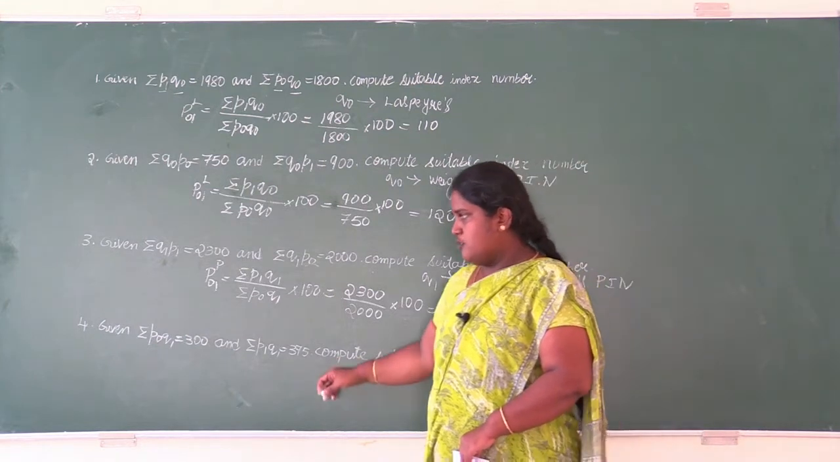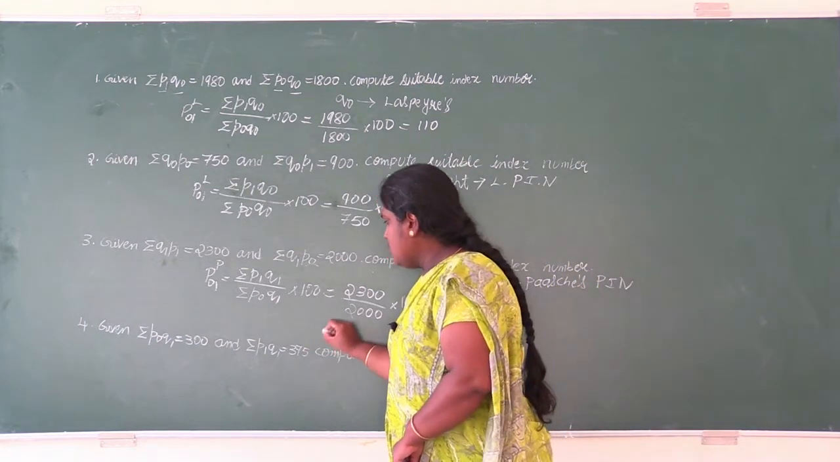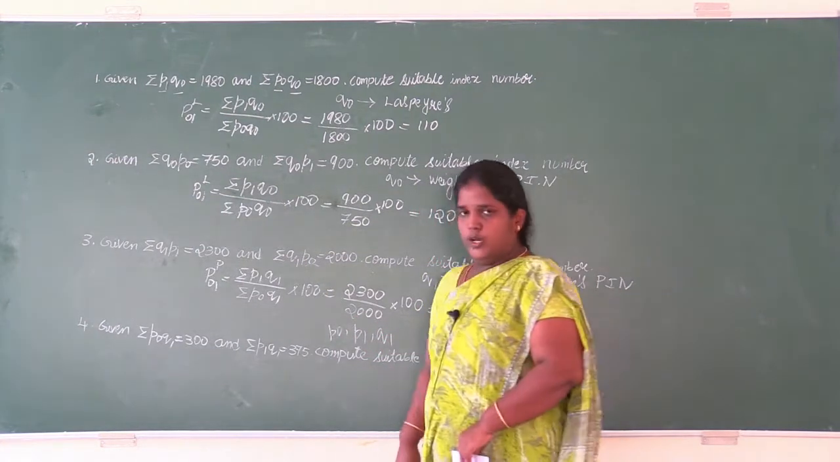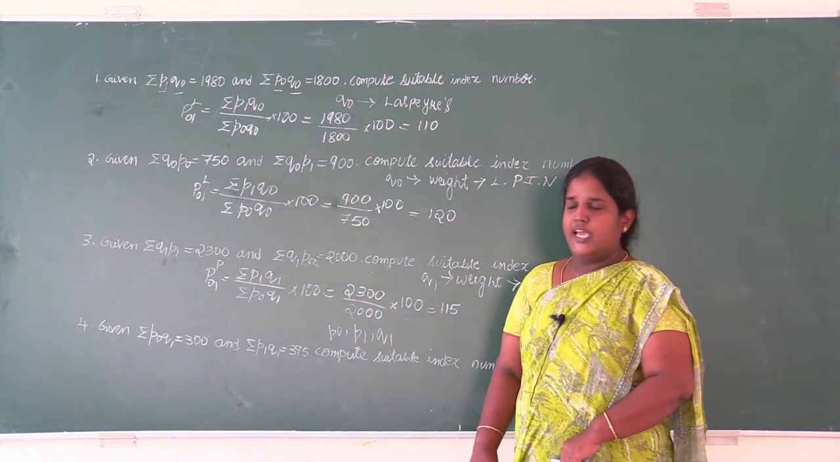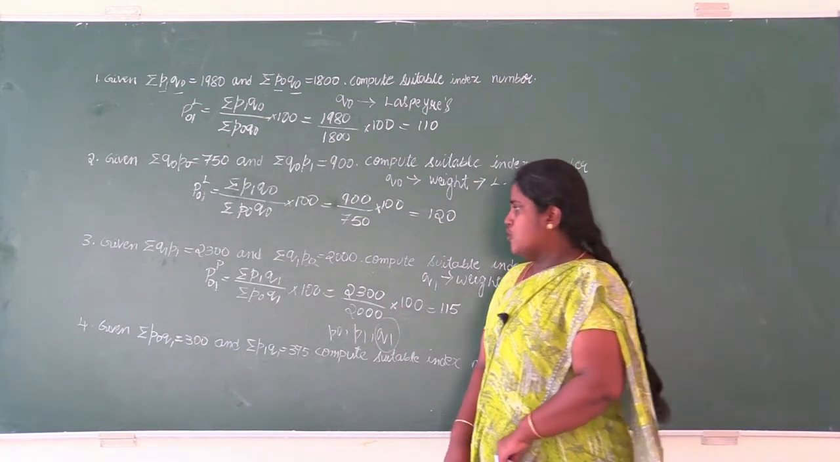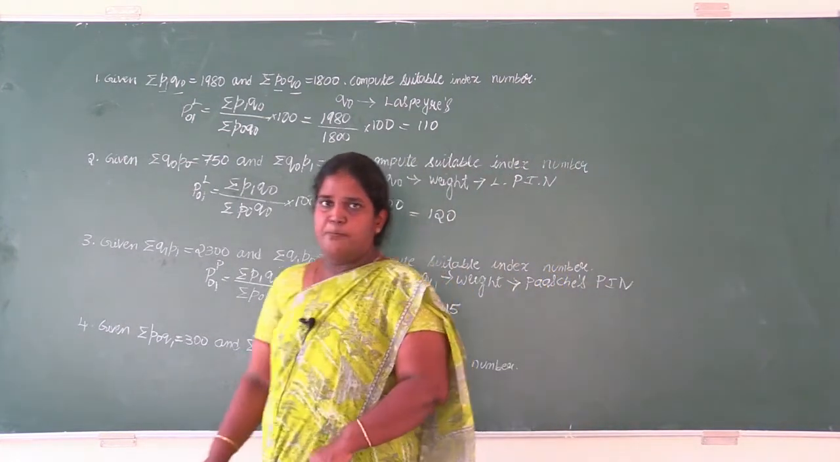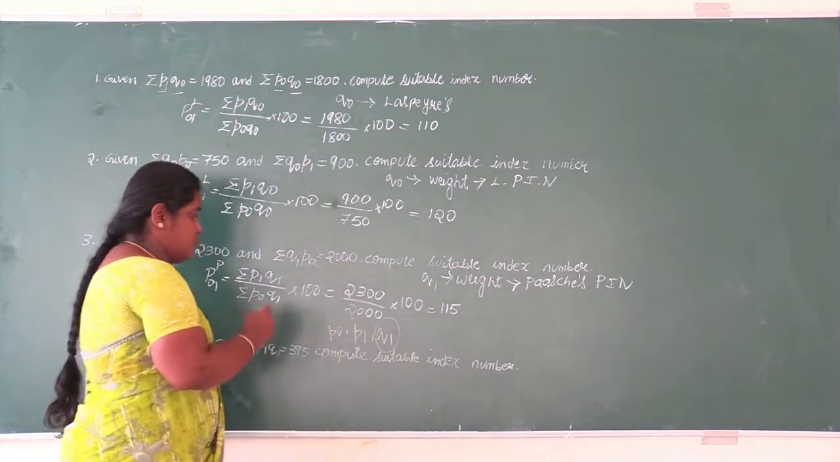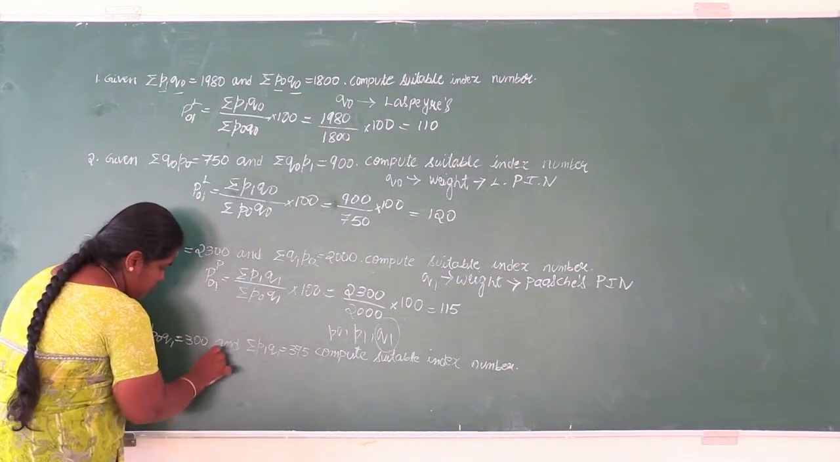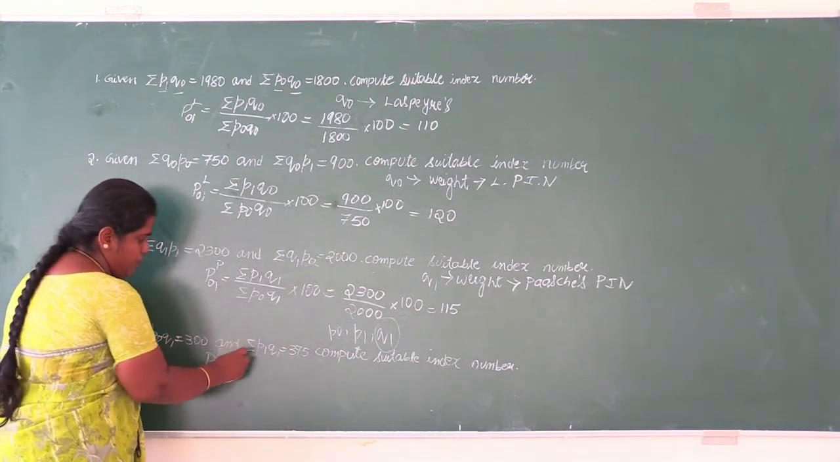The next problem, given sigma P0 Q1 equals 300 and sigma P1 Q1 is 375, compute suitable index number. What are the values they have given? P0 is given, P1 is given, Q1 is given, and which is the common element? Q1 is the common element. So common element Q1 means we'll get Paasche's price index number. So with the weight of current year quantity, that time we have to use Paasche's price index number.